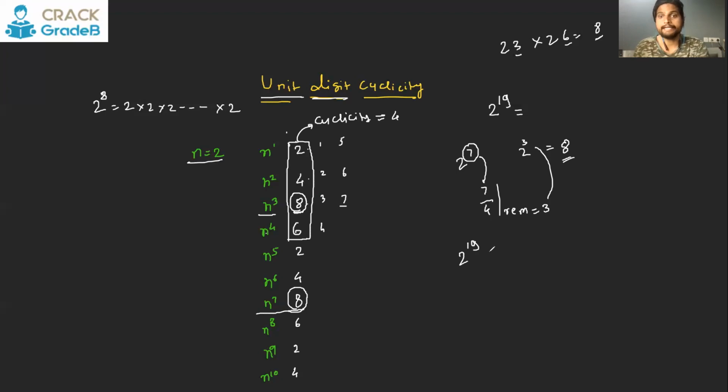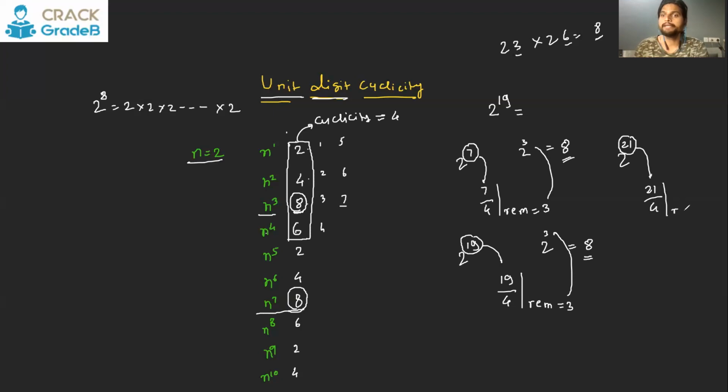If you have to do 2 raised to the power 19, take this 19, divide it by 4, because the cyclicity is 4. Check the remainder. The remainder is again going to be 3, because 16 goes, what remains is 3. Then raise the 2's power as this 3. And the last digit is going to be 8. If I want to do 2 raised to the power 21, take 21, divide it by 4, check the remainder. The remainder is 1. So raise 2's power 1. So the last digit will be 1.